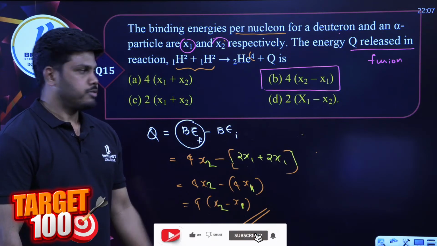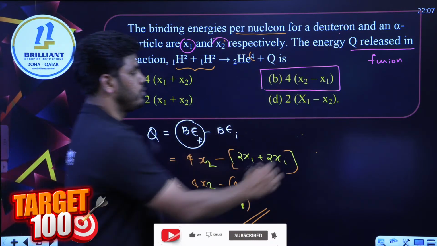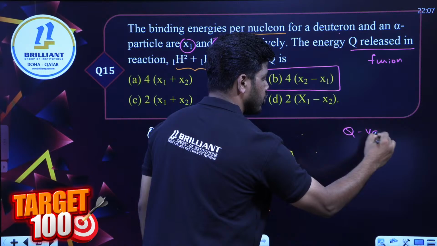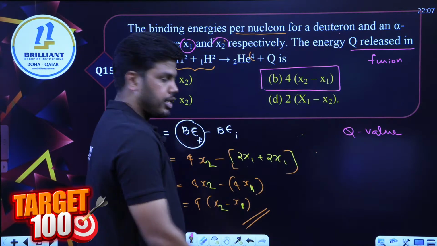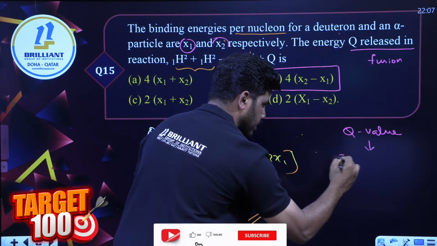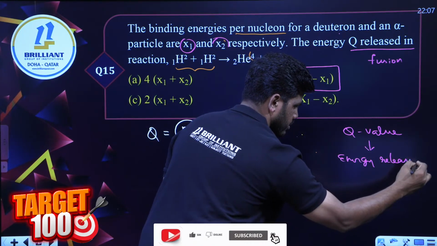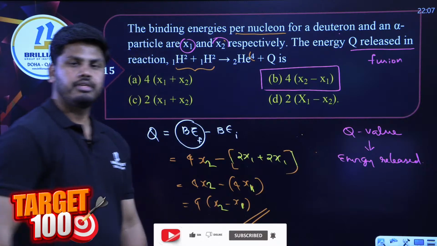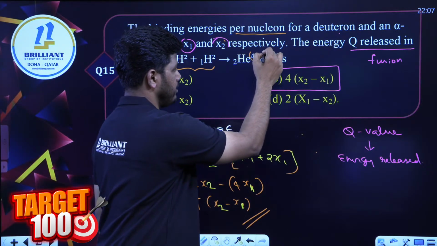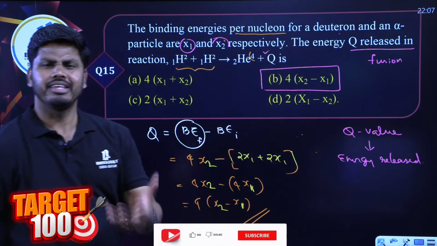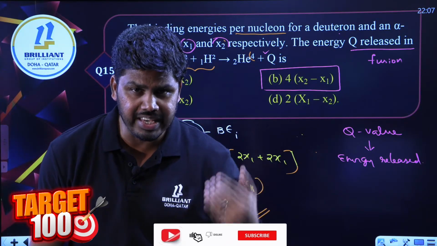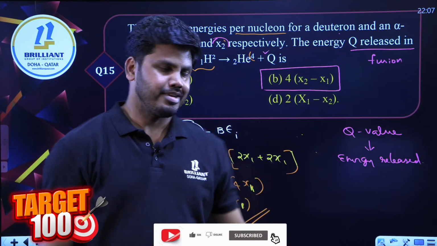So we get questions to calculate Q value. In some questions it will be given, what is the Q value of the reaction? Q value of the reaction is nothing but the energy released in the process. That is what this Q is in the reaction. Usually the energy is coming out in the form of heat. That is why we use Q.